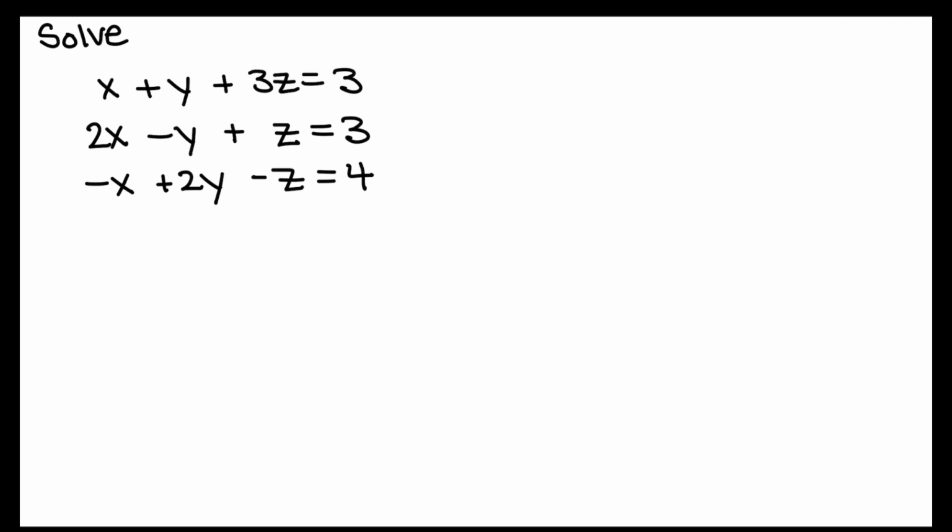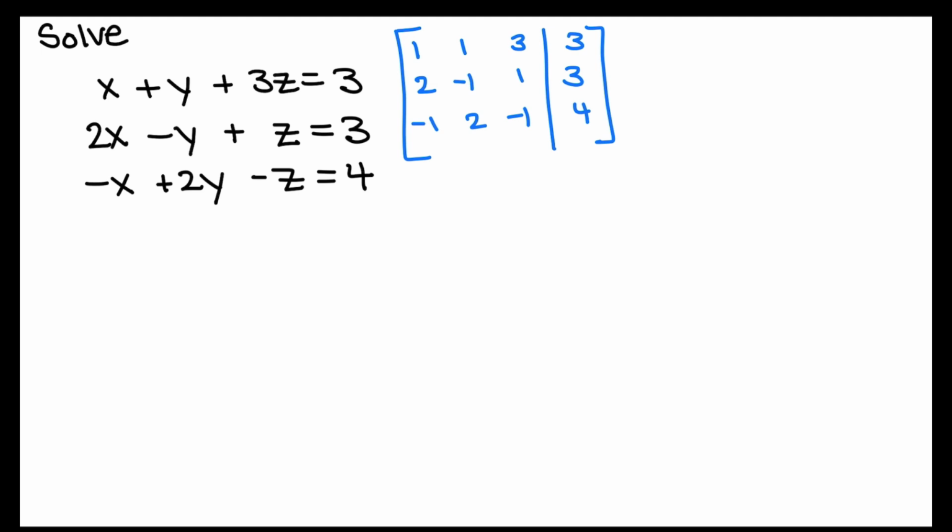All right, let's do another example. 3 equations, 3 unknowns. I'm going to start by writing this as a matrix. So the first row corresponds to the first equation, 1, 1, 3, 3. Second row corresponds to the second equation, 2, negative 1, 1, 3. And then finally the third row is negative 1, 2, negative 1, 4.